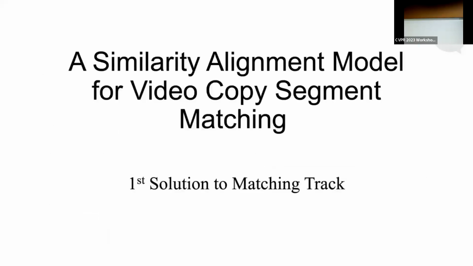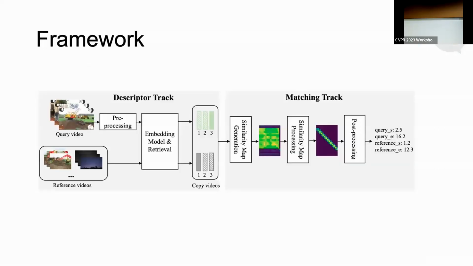From this slide, we present our solution on the matching track, named a similarity alignment model for video copy segment matching. The framework is shown in this slide. We first follow the methods on the descriptor track to extract descriptors for videos and find the query reference video pairs. Then, we propose a sequence matching method to generate a similarity matrix for query reference video pairs. After obtaining the similarity map, we will process the similarity map. We use a classification model to recognize negative recalls and use a similarity alignment model to output a noiseless matching score matrix. Finally, we can get the target output with post-processing.